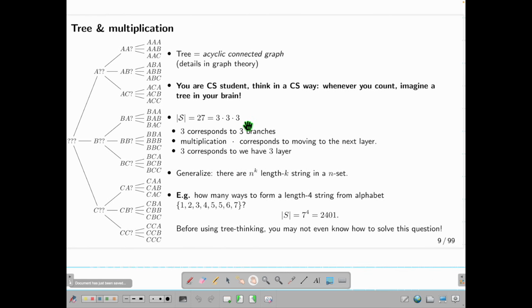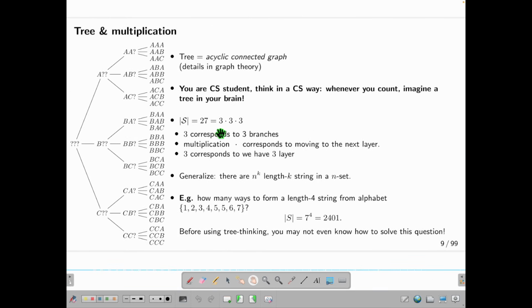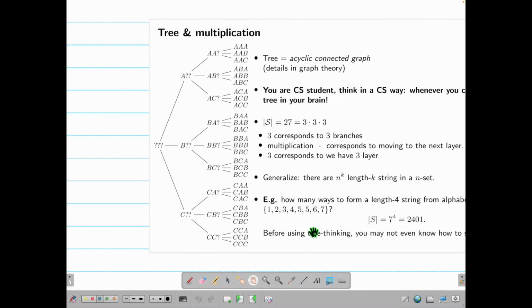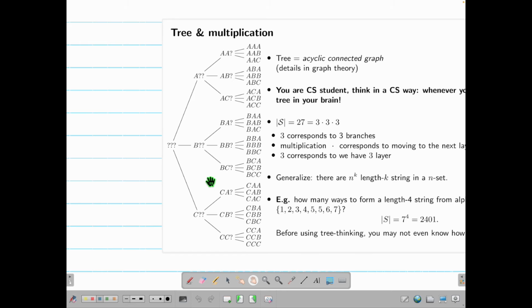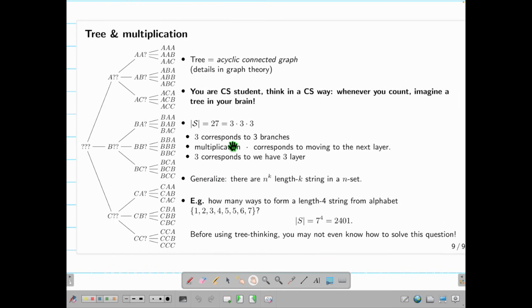First of all, 3 times 3 times 3 is primary school. But the meaning is not primary school. For example, I ask you this question. If I have a length 4 string with alphabet 1 to 7, how many strings are possible? The answer is 7 to the power 4. Why? Because I multiply 7 four times. It's the same as I move this 4 times. And every time when I branch, I have 7 ways to branch. This is the idea. The math is easy.